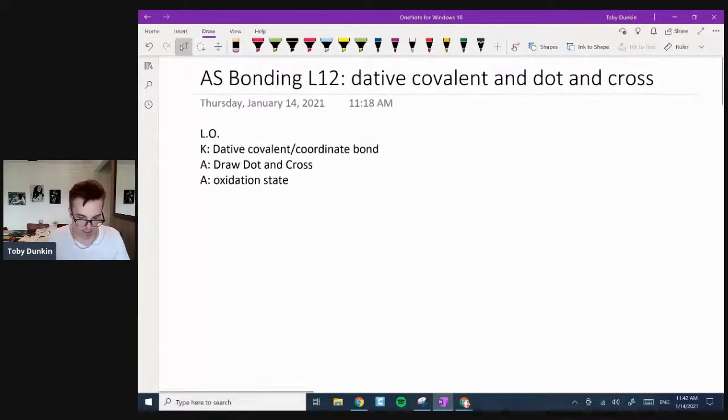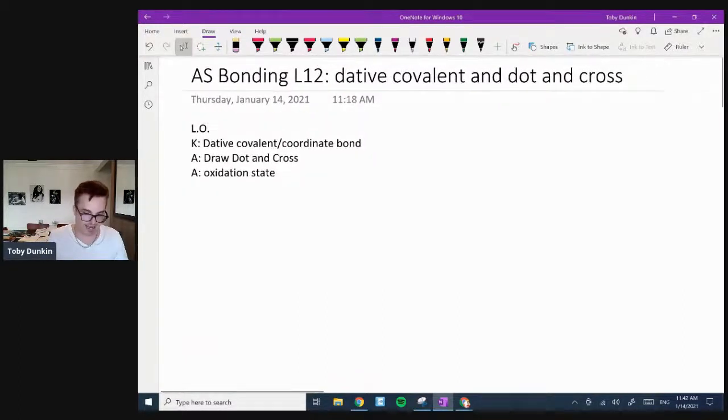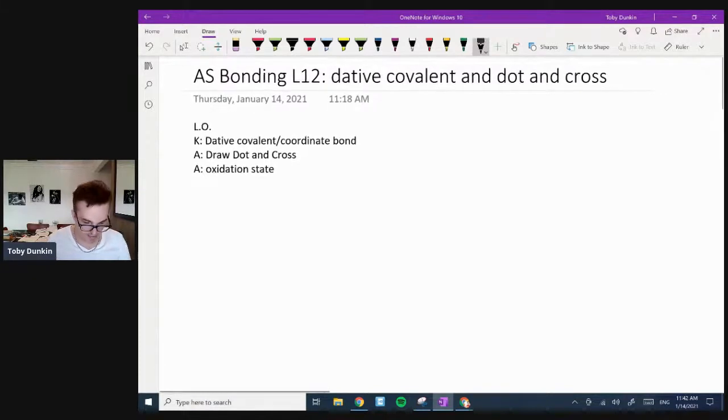Okay, so dative covalent bonding. This is not a complicated addition to your knowledge here, guys, but it is something that's purely A-level. You don't come across dative covalent bonding in GCSE. So this is a new concept, but it's a concept which is easy to grasp.